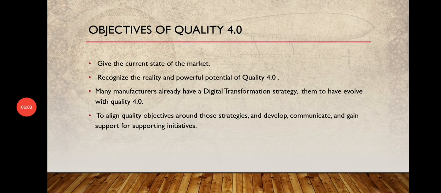The first objective is to give the current state of the market. Manufacturers should assess quality maturity and, if necessary, improve traditional quality capabilities to fully leverage Quality 4.0. Quality 4.0 enables manufacturers to have a powerful potential at their level.